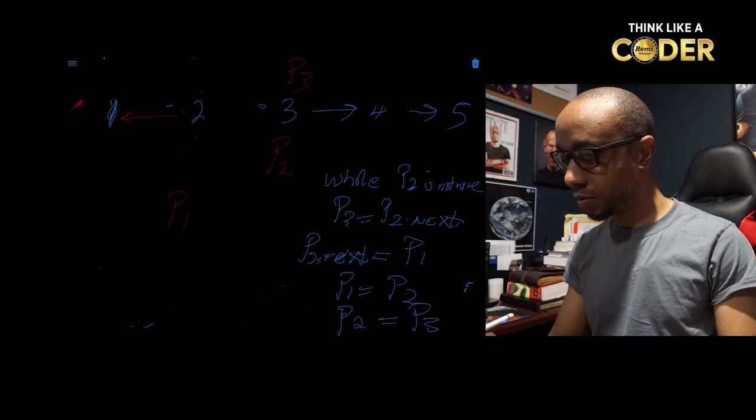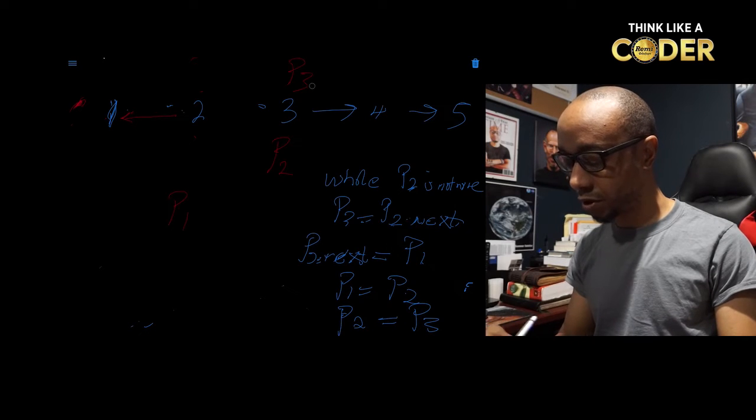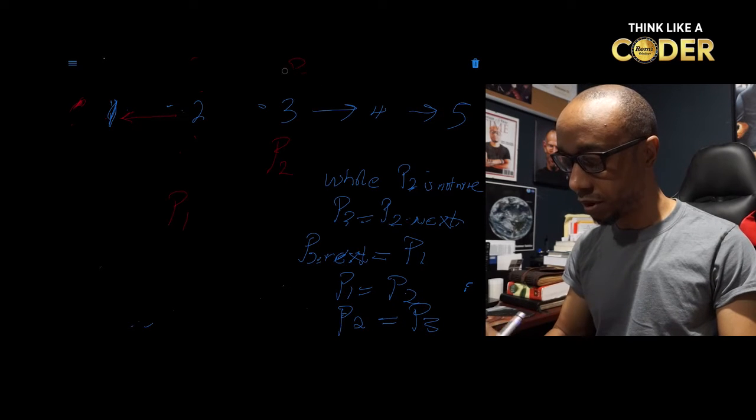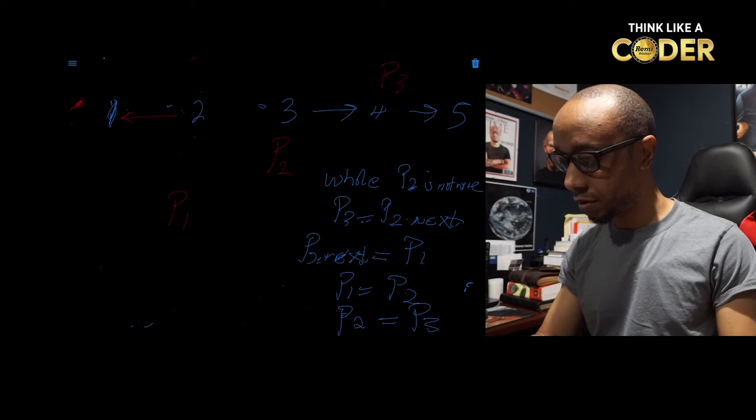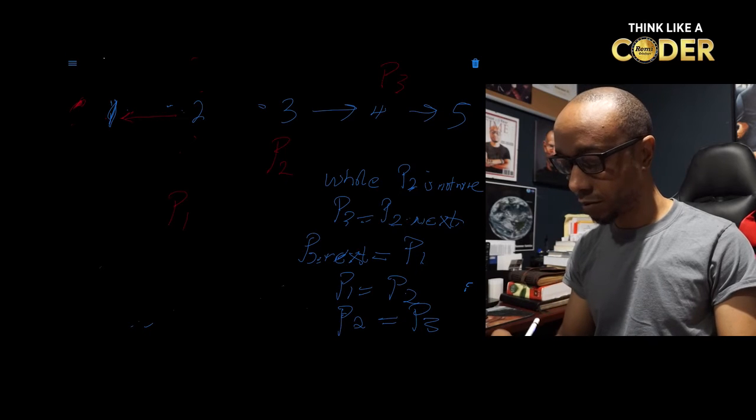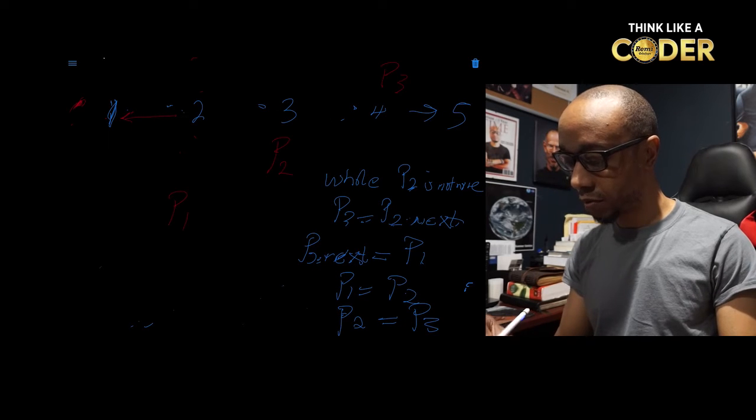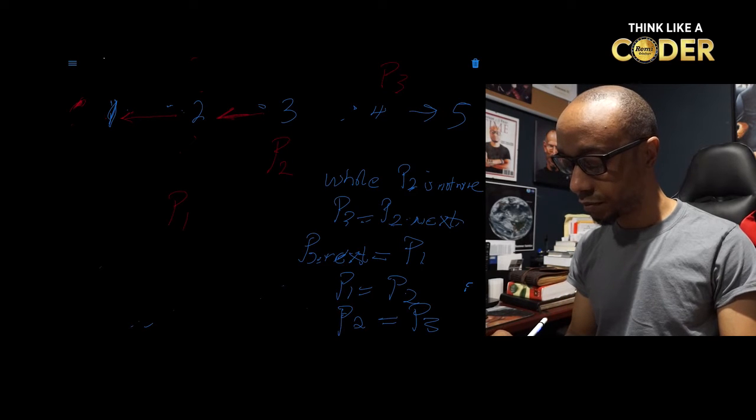So is p2 none? No. So we say p3 is equal to p2.next. So this is our p3. Our p3 in this case is now equal to p2.next. Then p2.next, which is this arrow, is now equal to p1. So what that means is, we take this away, p2.next is equal to p1.